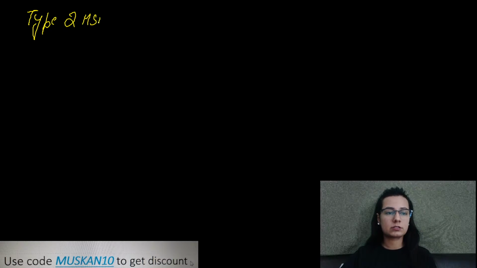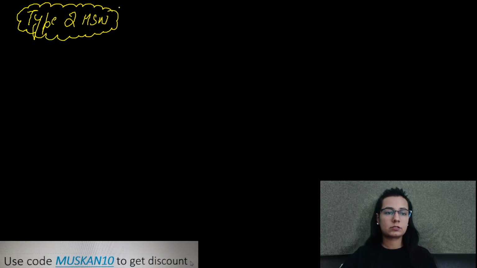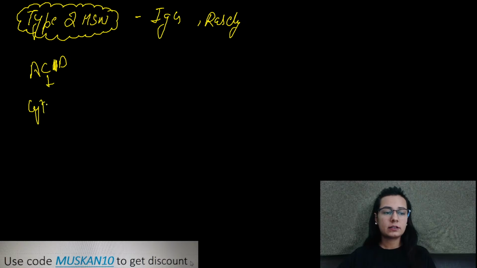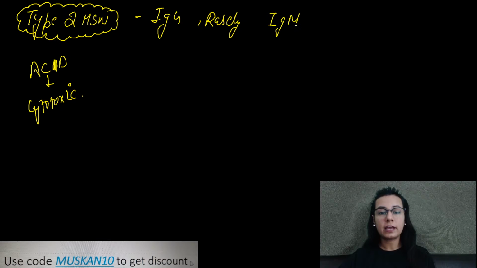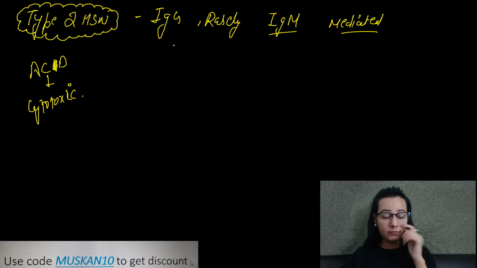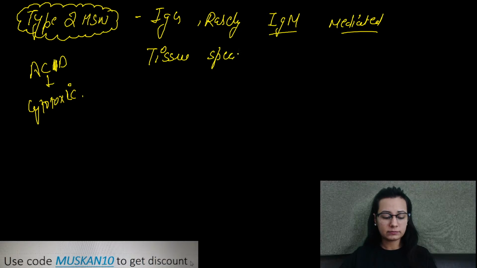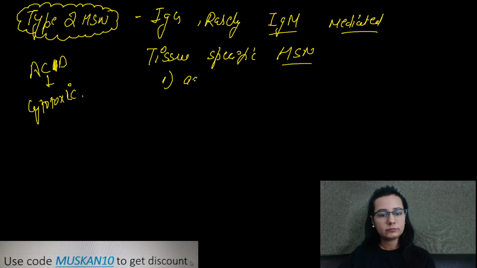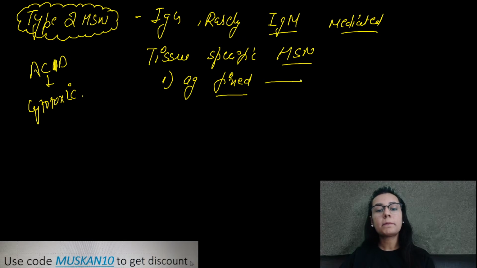Now, coming to type 2 hypersensitivity. Type 2 hypersensitivity is actually IgG and rarely IgM mediated. What was type 2 hypersensitivity in ACID? That is cytotoxic. Now what happens? It is a tissue specific hypersensitivity reaction. What does tissue specific mean? That is, the antigen here is fixed and it will bind to specific tissues only.